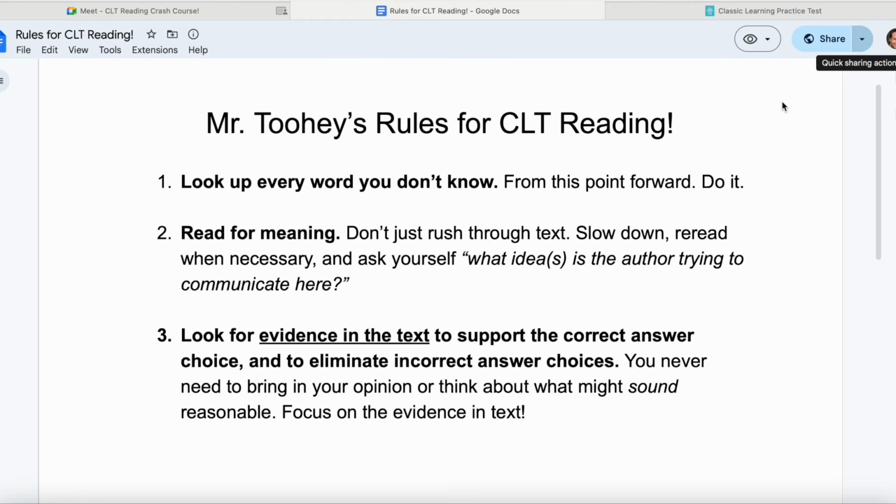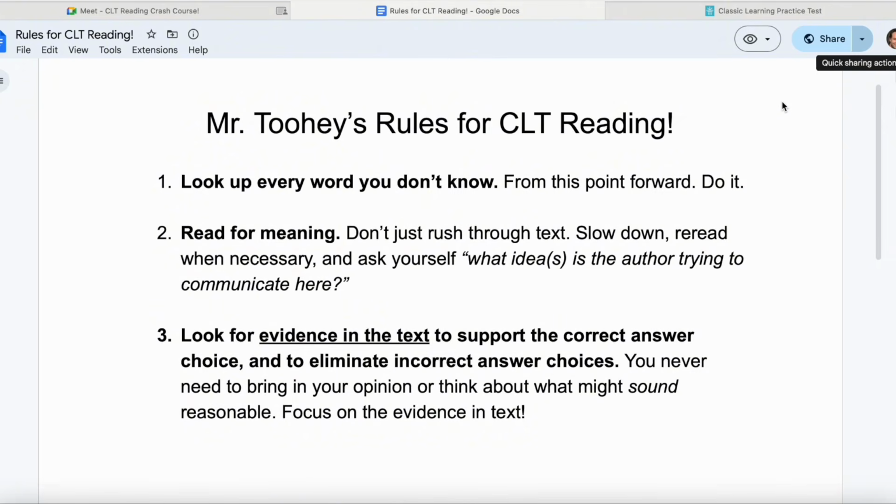answer choices. You never need to bring in your opinion or think about what might sound reasonable. Focus on the evidence in the text. Yeah, and this is when we get to actually answering the questions on the CLT. First, we're going to start with approaching the passages the right way and understanding those passages, boosting your reading comprehension. Once we get to answering the questions, it's all about focusing on evidence in the text.